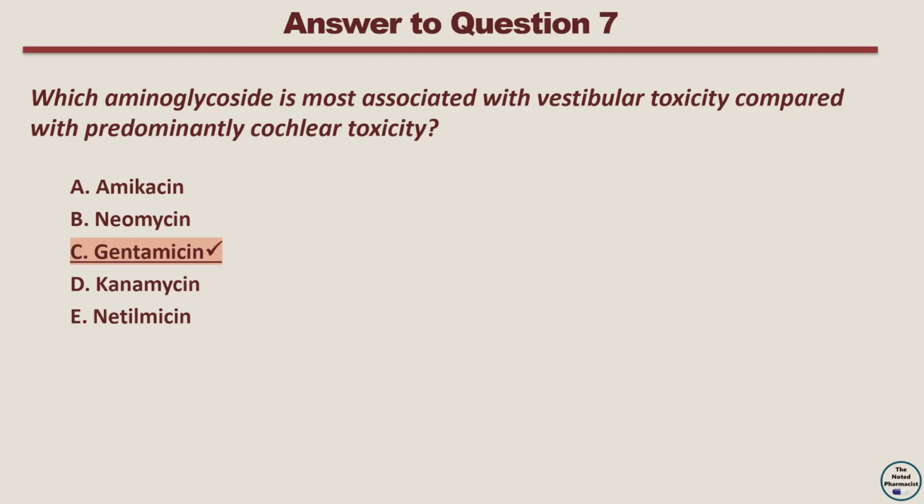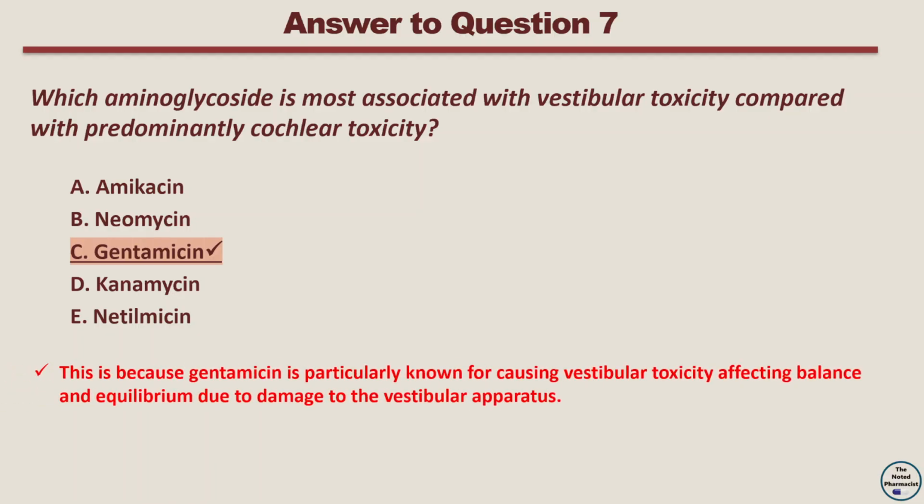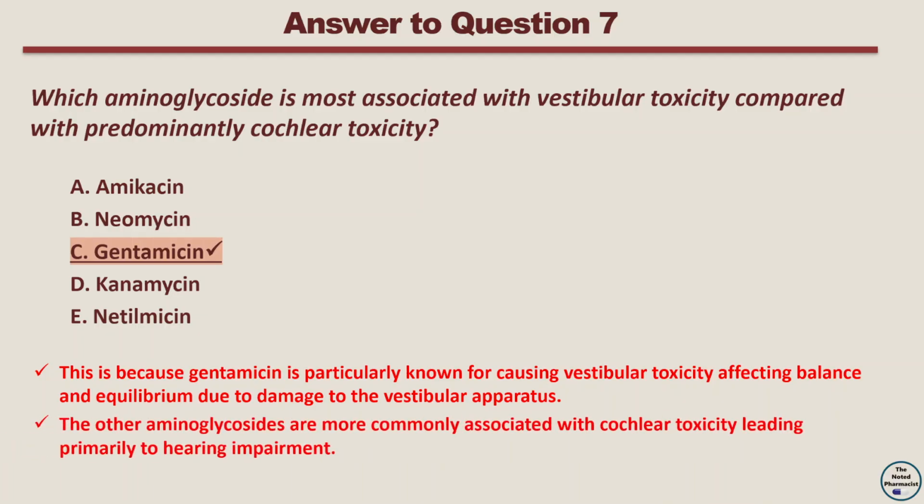The correct answer is option C, gentamicin. This is because gentamicin is particularly known for causing vestibular toxicity affecting balance and equilibrium due to damage to the vestibular apparatus. The other aminoglycosides are more commonly associated with cochlear toxicity leading primarily to hearing impairment.